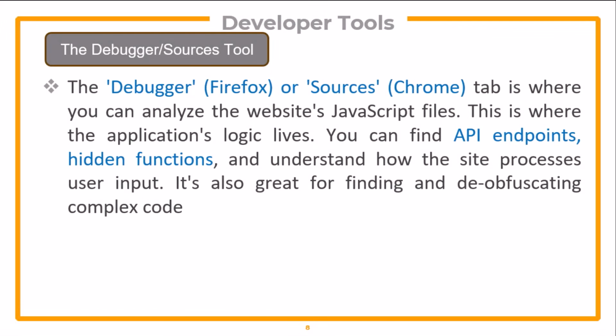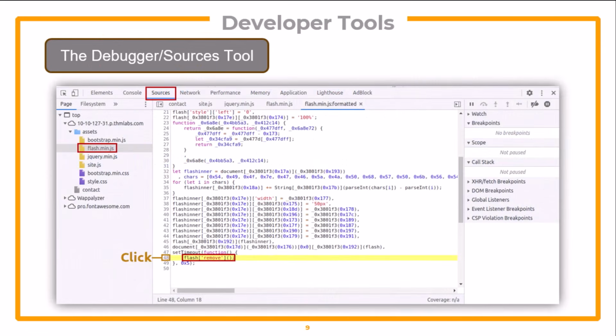Staying within the developer tools, let's now move to the Debugger or Sources tab. This section allows us to analyze the website's JavaScript files and other static assets directly, and it's often a goldmine of information since this is where much of the application's core logic resides.